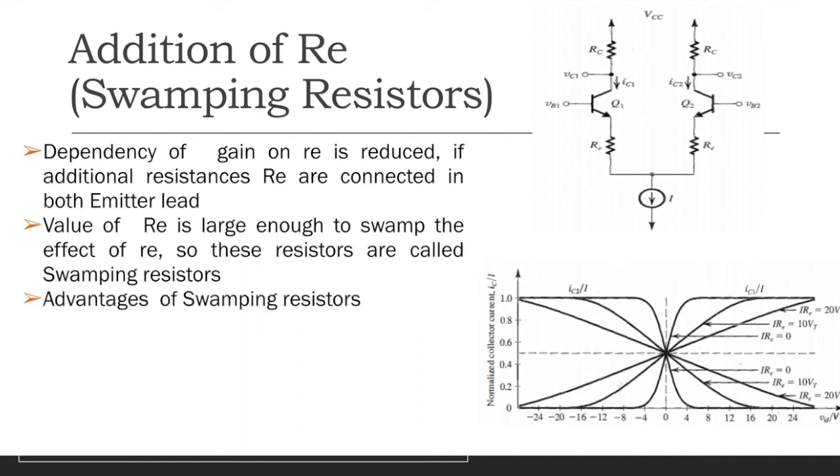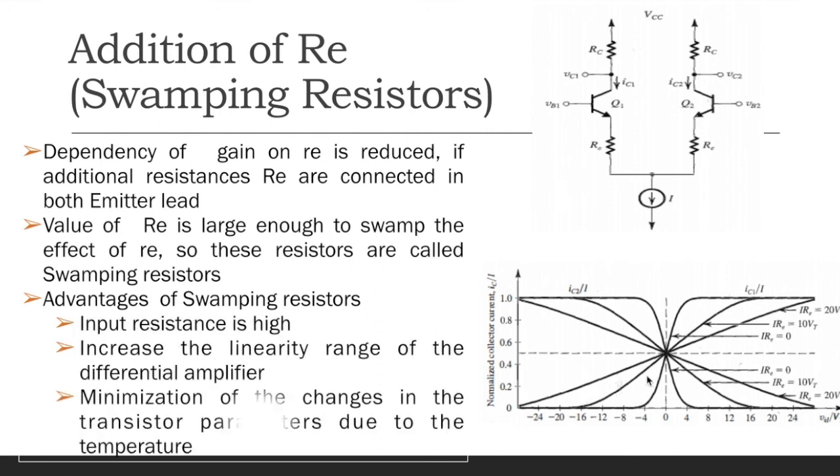So the advantages of swamping resistors are, first of all, it increases the input resistance. Secondly, it increases the linearity range of this differential amplifier, which is observed from this curve. As you go on increasing, the linearity range increases. The amplifier is linear for larger values of input voltage swing. And lastly, it results in minimization of the changes in the transistor parameters due to temperature. So it makes the differential amplifier less temperature dependent, right?